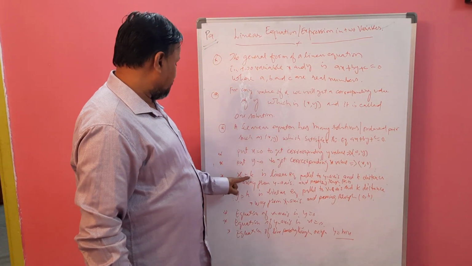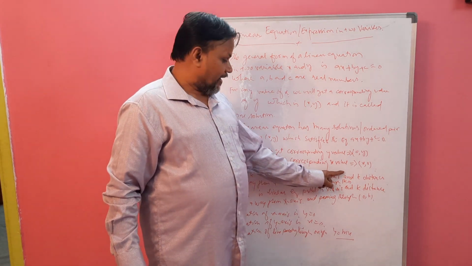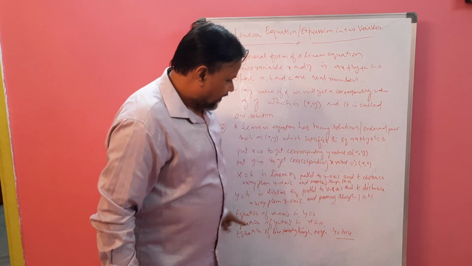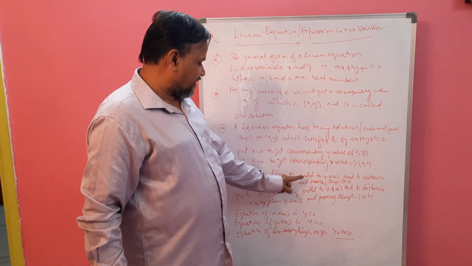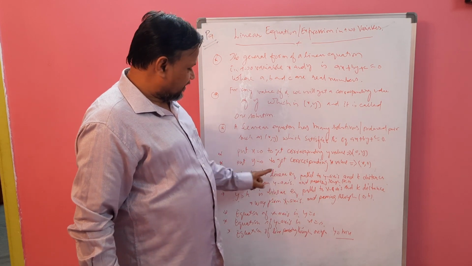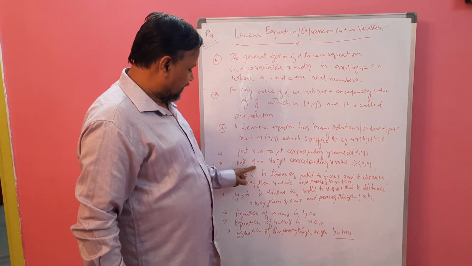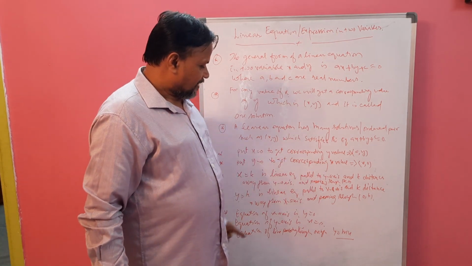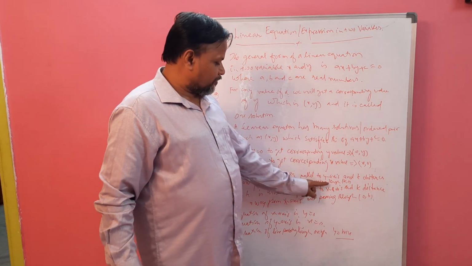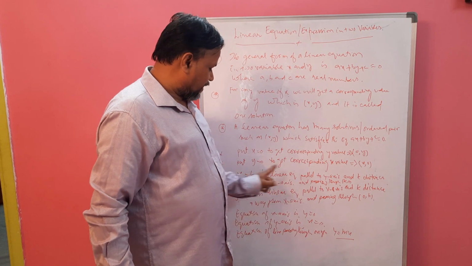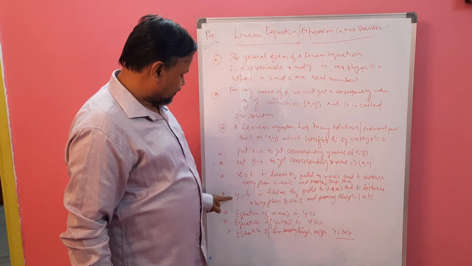Fifth point, x equal to k is a linear equation parallel to the y-axis and k distance away from the y-axis. It is parallel to the y-axis and k distance away from it, and this line passes through the point k comma 0.